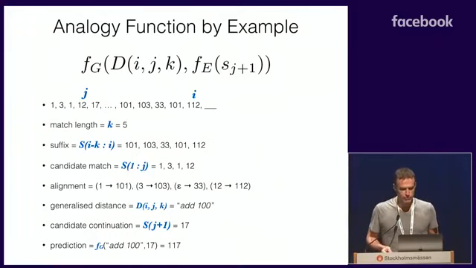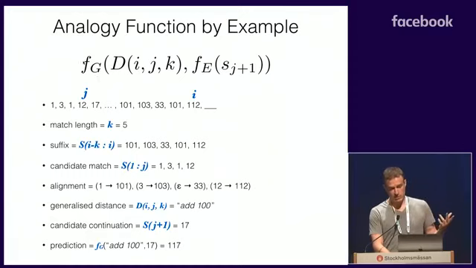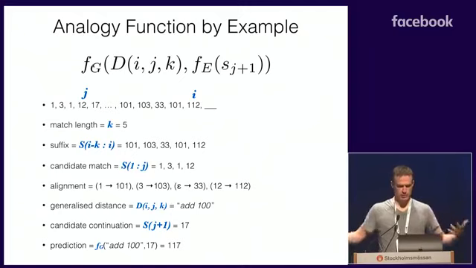FG is the analogy function. This is an interesting part of the MotifNet model. What it does is it takes a generalized distance vector, and it takes the embedding of some subsequent continuation and gives you a vector with information pertinent to the forecast of the next symbol.